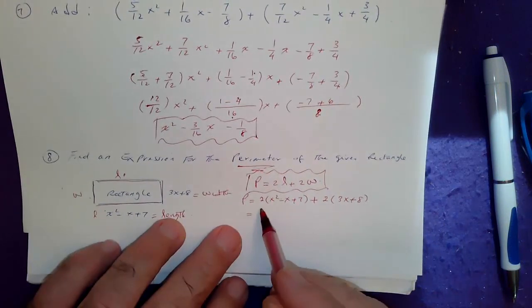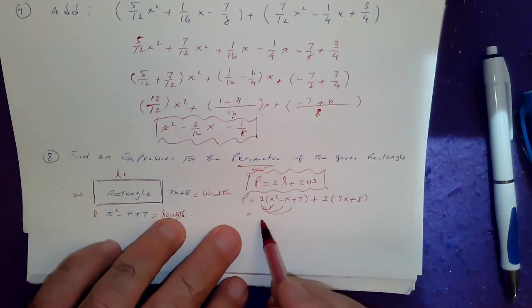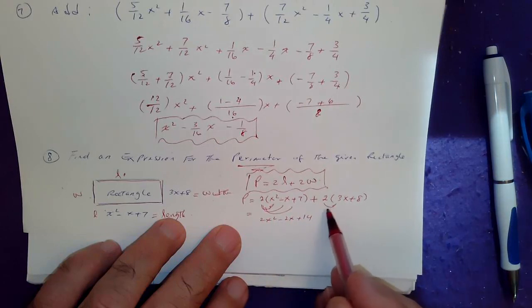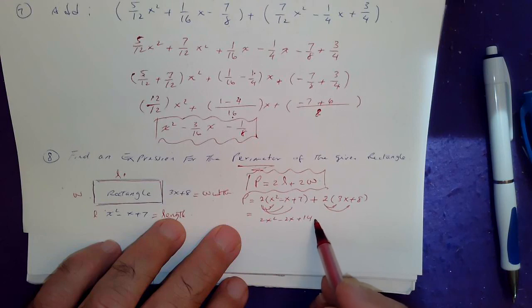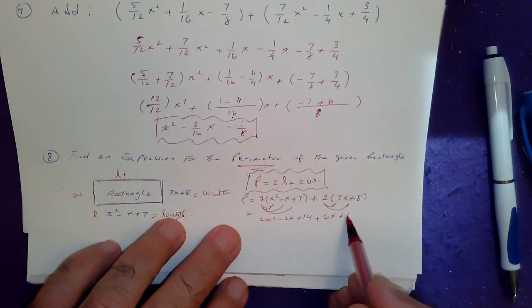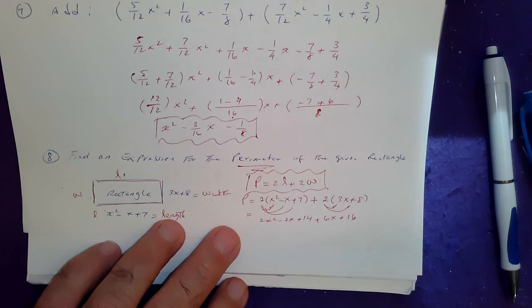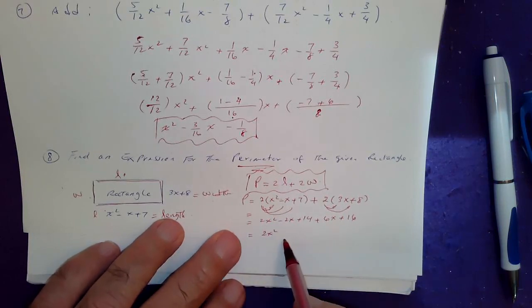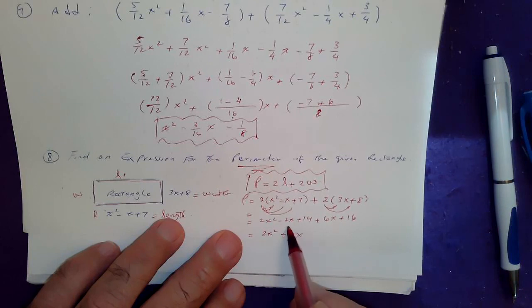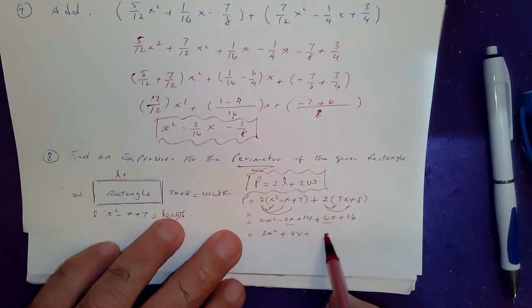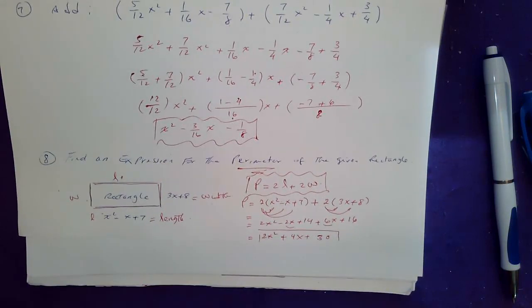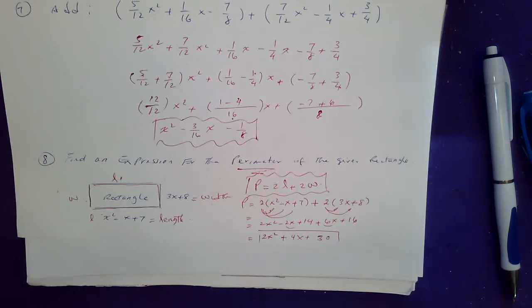So what do we do? First, you distribute the 2. You get 2x squared minus 2x plus 14. Then you distribute the 2 by 3x plus 8. That will be 6x plus what? 16. Now look for like terms. So what would you end up with? 2x squared plus 4x plus what? 30, is it? There you go. And that's pretty much how you add and subtract polynomials.